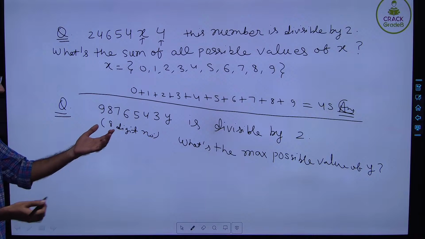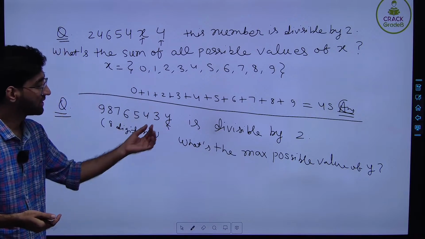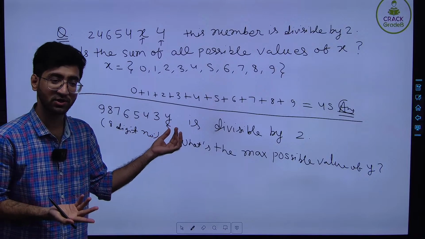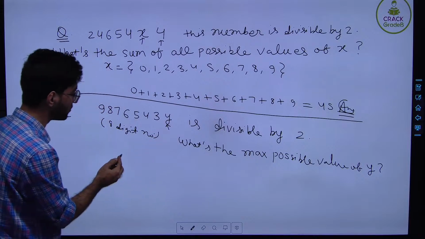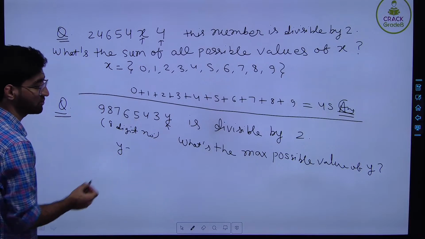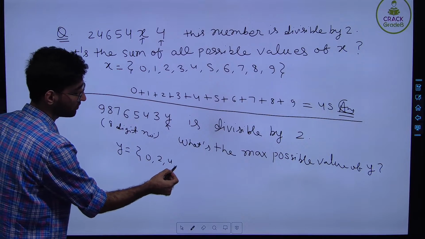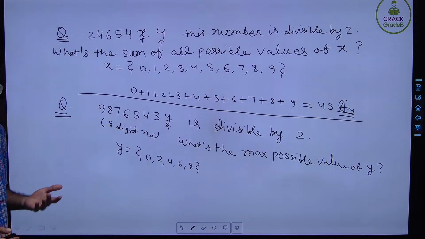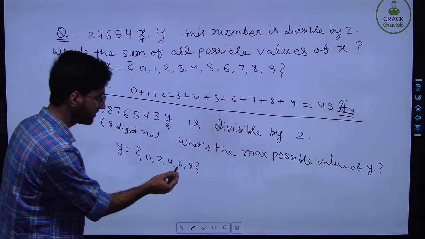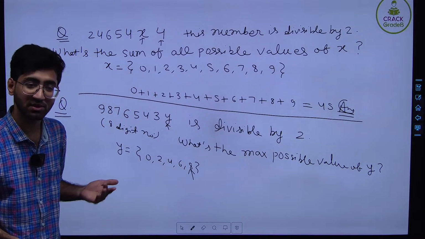Listen again. If this number is divisible by 2, it means y is divisible by 2. And if this number is divisible by 2, the possible values of y will be 0, 2, 4, 6 and 8. So what is the maximum possible value of y? If you have been asked for the maximum possible value of y, that will be 8.